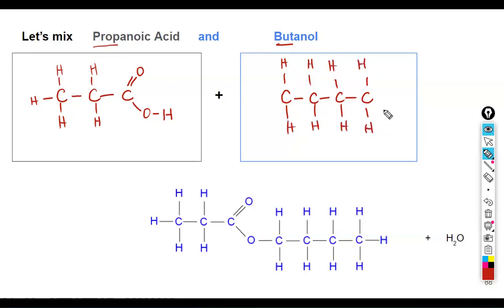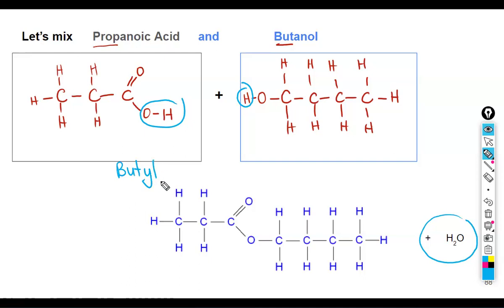Now, usually I would put the OH on this side, but when I'm dealing with esters, I'm going to put the OH on this side and the H over here. As I mentioned, the alcohol is going to be the stingy one. So it's going to give up one H, while the propanoic acid is going to give up an H and an O. And that forms your H2O. You can all see the structure here. The alcohol part is but, so it's BUTYL. And the acid part is PROP, anoate.